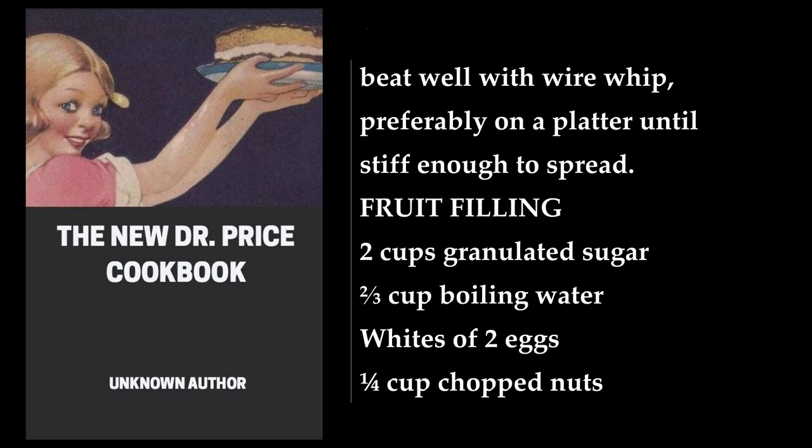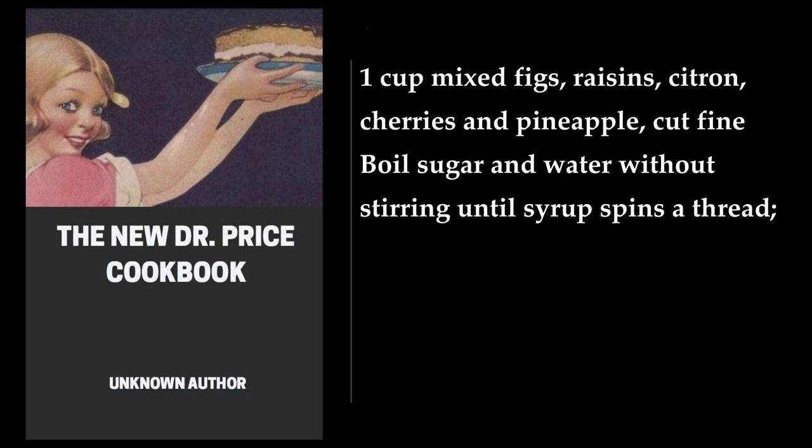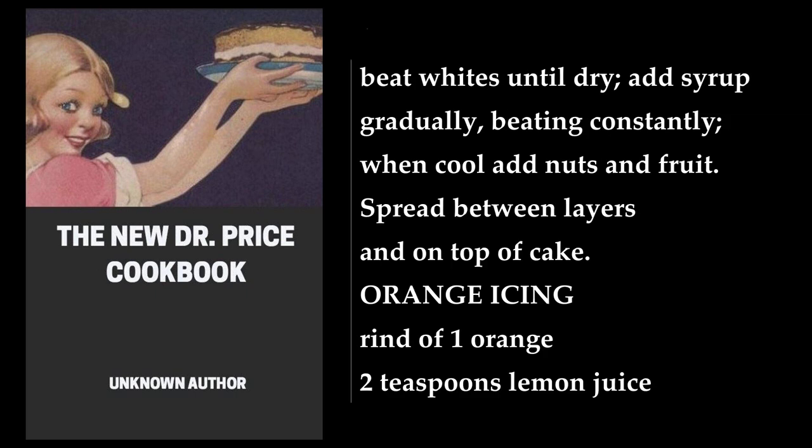Fruit filling. 2 cups granulated sugar. 2/3 cup boiling water. Whites of 2 eggs. 1/4 cup chopped nuts. 1 cup mixed figs, raisins, citron, cherries and pineapple, cut fine. Boil sugar and water without stirring until syrup spins a thread. Beat whites until dry, add syrup gradually, beating constantly, when cool add nuts and fruit. Spread between layers and on top of cake.